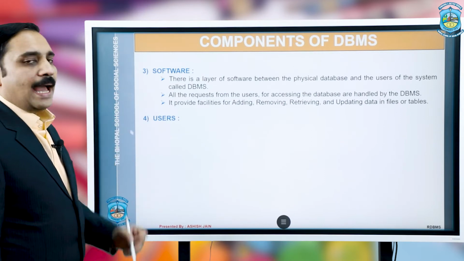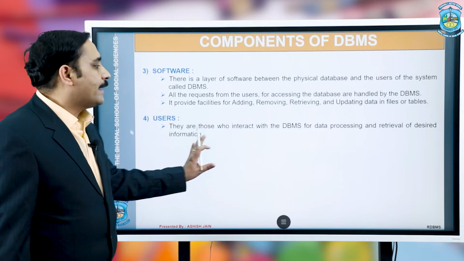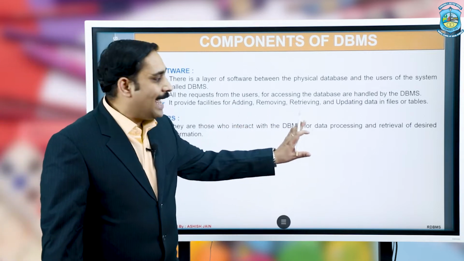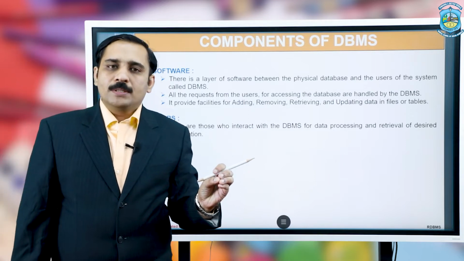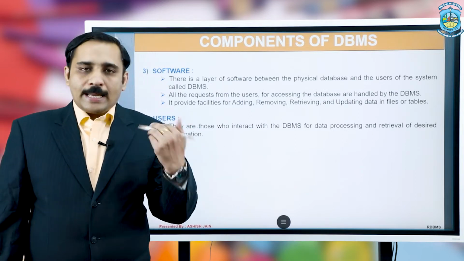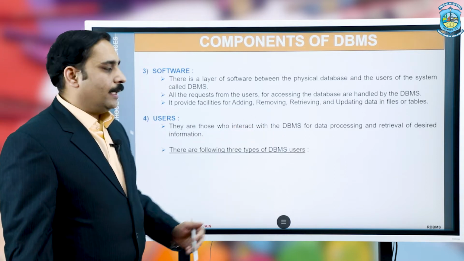Then finally, we have the fourth component, which is the user. They are those who interact with the DBMS for data processing and the retrieval of the desired information. The main aim of DBMS is to store the information. So to get the information back, we require users who will interact with DBMS to get the information.